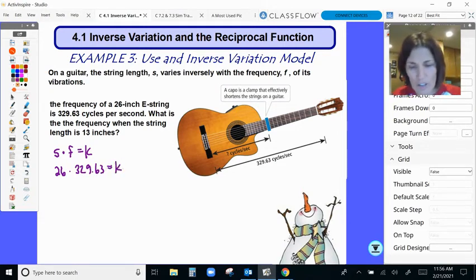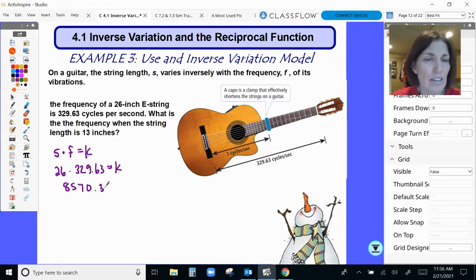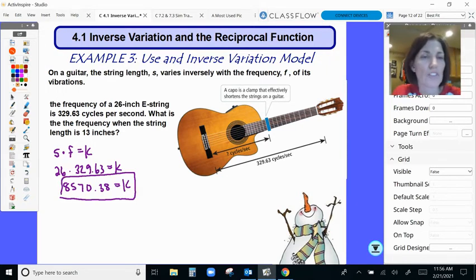So let's get our 26 times 329.63 is 8570.38. That's my constant of variation right there. That's going to be my what relates it to. Okay. So now what's the frequency of the string when it's 13 inches long?